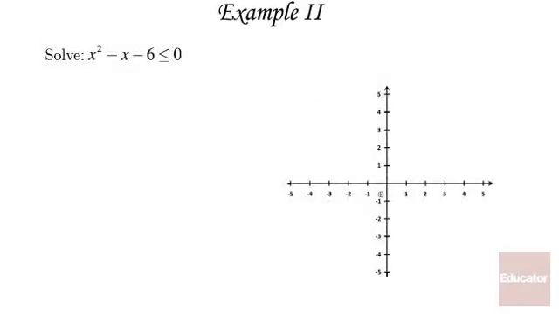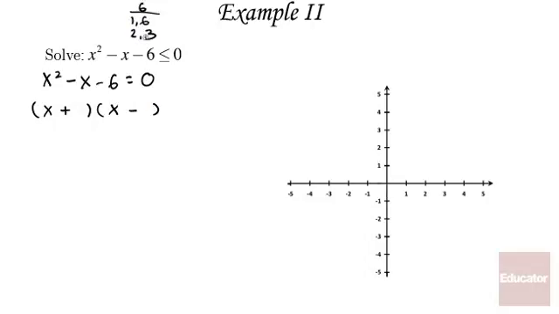Okay, now I'm asked to solve this quadratic inequality. I'm going to start out by finding the roots of the corresponding quadratic equation, x squared minus x minus 6 equals 0. This is also one that's most easily solved through factoring. And since this term is negative, I'm going to have x plus something and then x minus something. And I know that my factors of 6 are 1 and 6 and 2 and 3, and that I want these to sum up to negative 1.